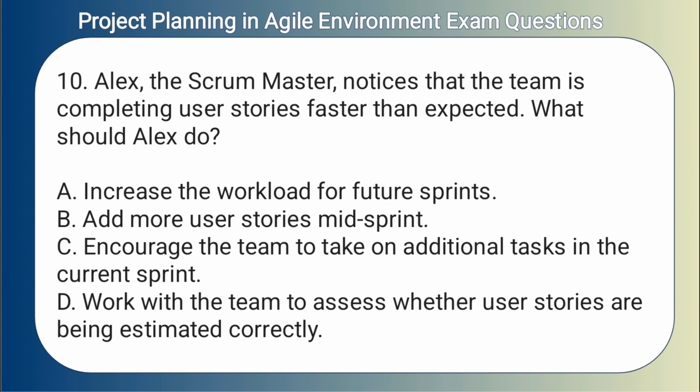10. Alex, the Scrum Master, notices that the team is completing user stories faster than expected. What should Alex do? A. Increase the workload for future sprints. B. Add more user stories mid-sprint. C. Encourage the team to take on additional tasks in the current sprint. D. Work with the team to assess whether user stories are being estimated correctly.